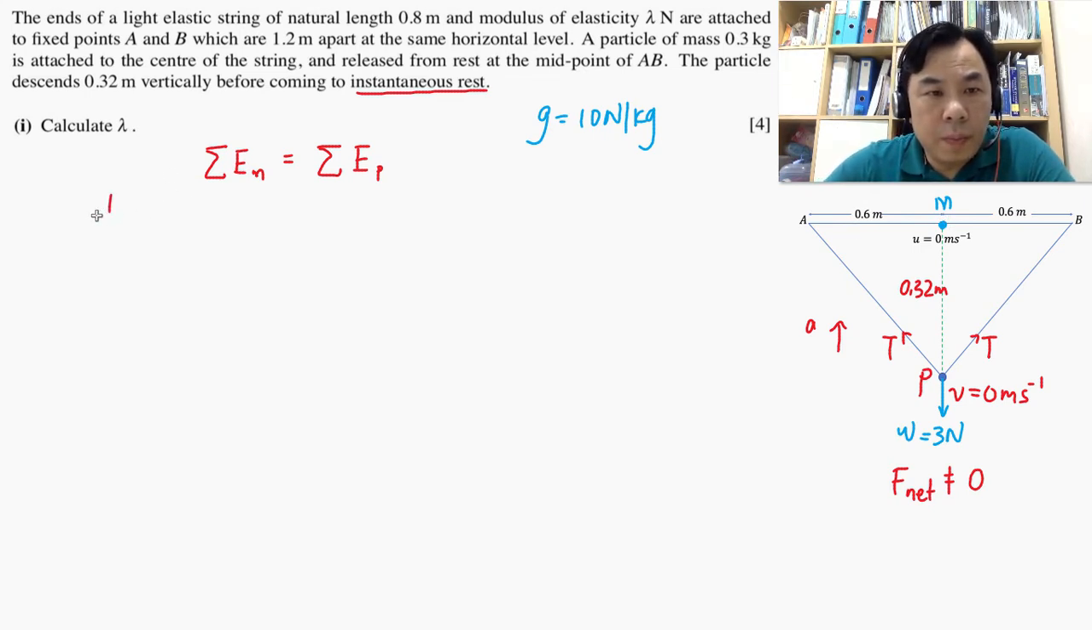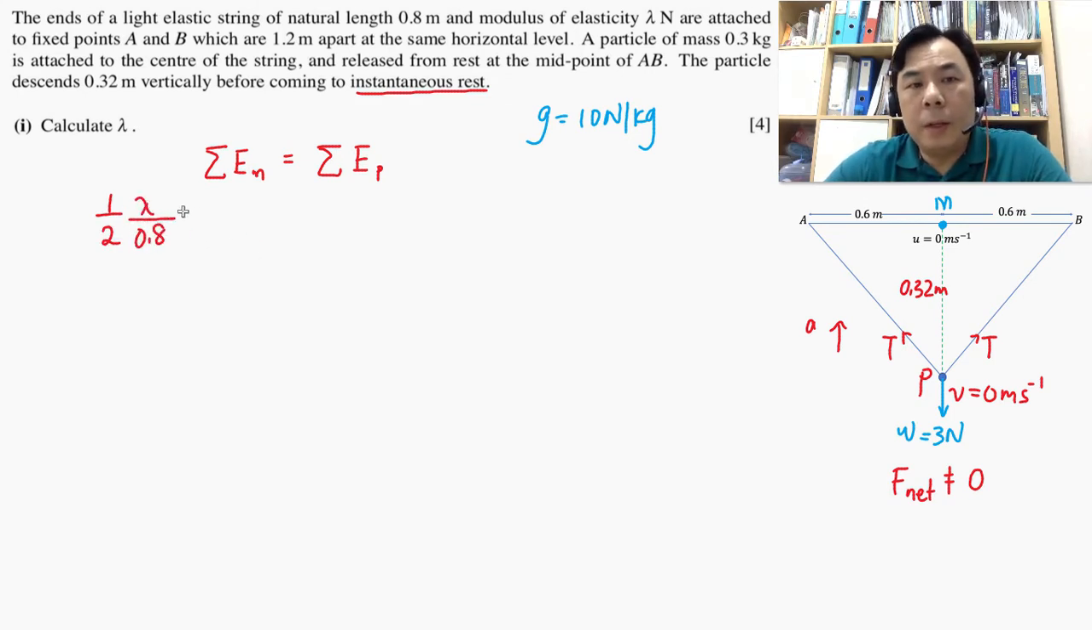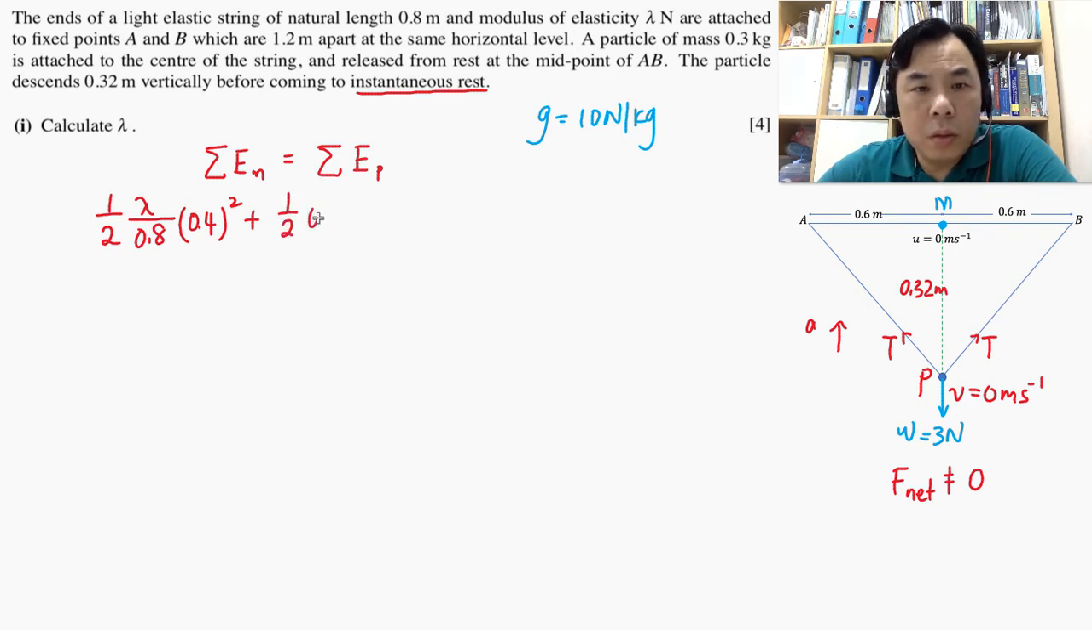So we have, and then the extension. At this point of time, the extended length was 1.2 meters, but the natural length is 0.8, therefore there will be a 0.4 meter extension. Of course, if you really want to include the idea of kinetic energy at that position M, we could write that as 0.3 times half mv squared, whereby the v initially was zero. And then it should be the same as the sum of energy at position P.